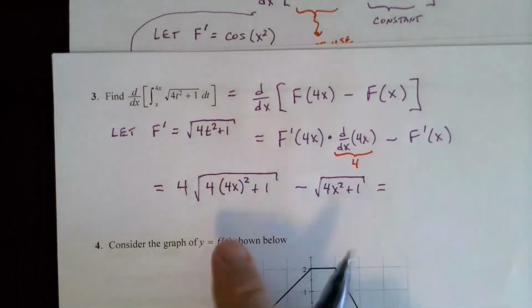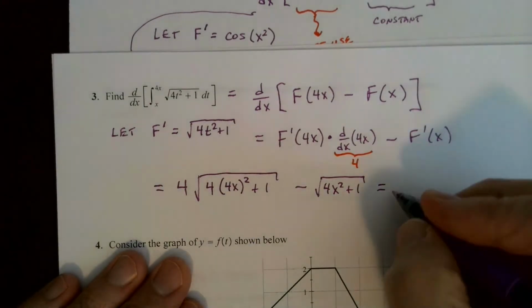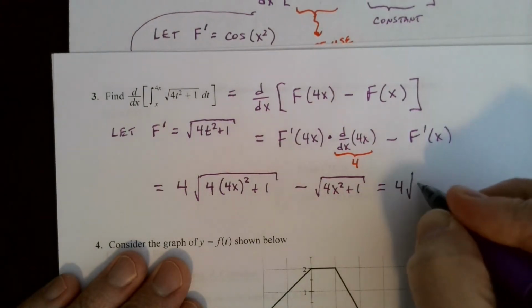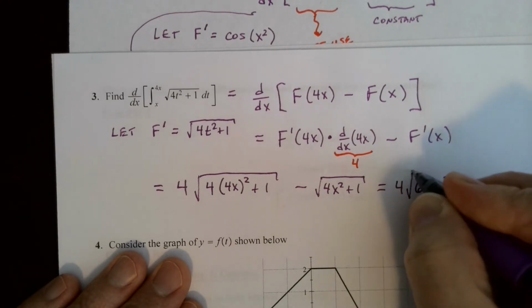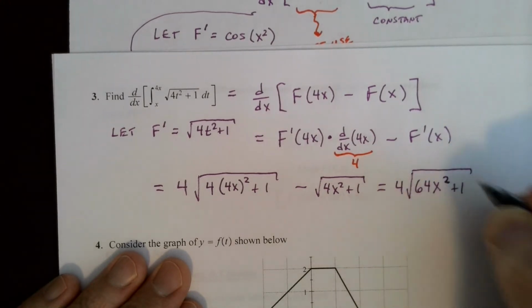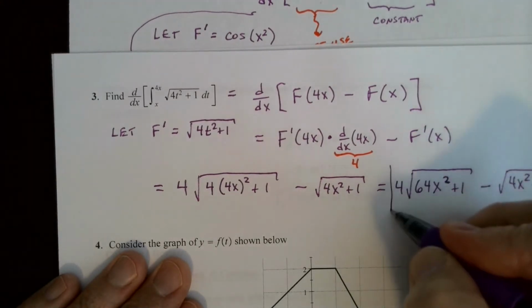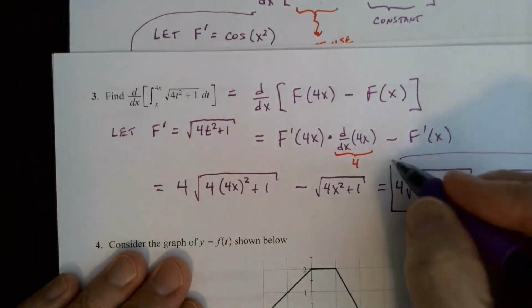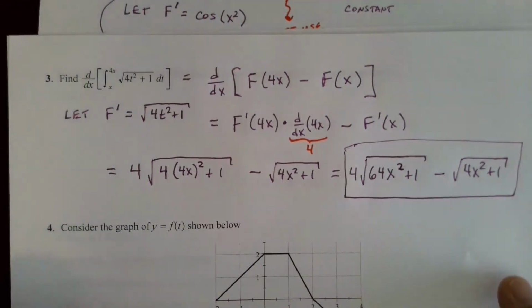And I can clean this up a little bit here. 4 squared is 16 times 4 is 64. So I'm going to have 4 times the square root of 64x squared plus 1 minus the square root of 4x squared plus 1. Not really much I would want to simplify more there, right? But there it is. You know, crazy result, but that's what we have.